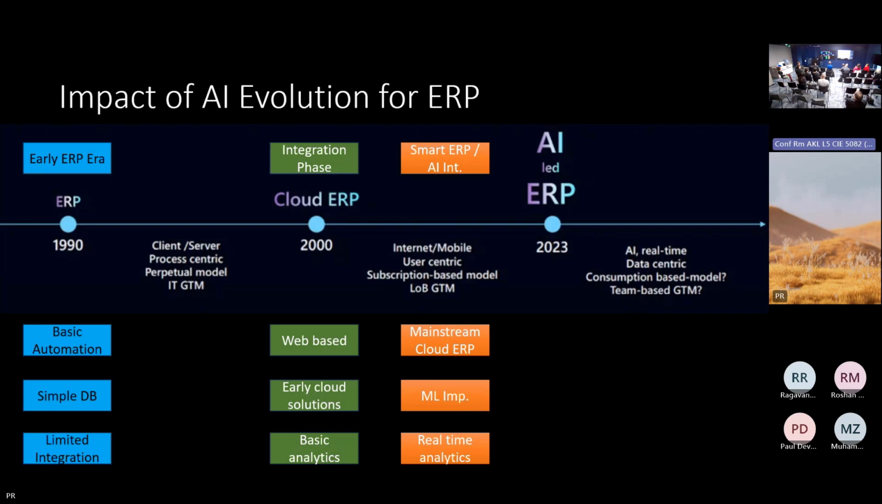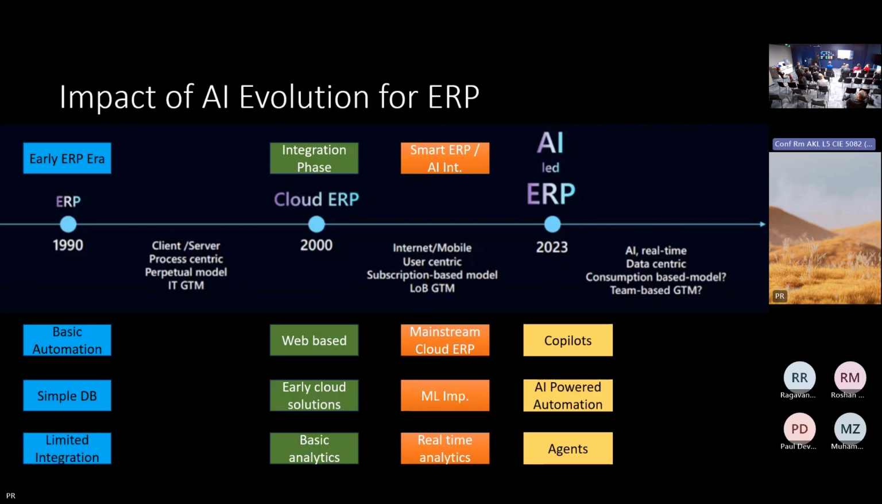And then the era of 2000 to 2023, so it's a smart ERP with some sort of AI integrations, like ML implementations. You can see an example like the forecasting stuff. Forecasting, you use a lot of ML implementations at that time, and mainstream cloud ERP. A lot of the cloud ERP came into the picture during this time. Then the real-time analytics came. That's where the real-time analytics and the Power BI. So I started working in 2015, 16, where the Power BI came. So it's wonderful, right? There's a lot of stuff that you can do with it.